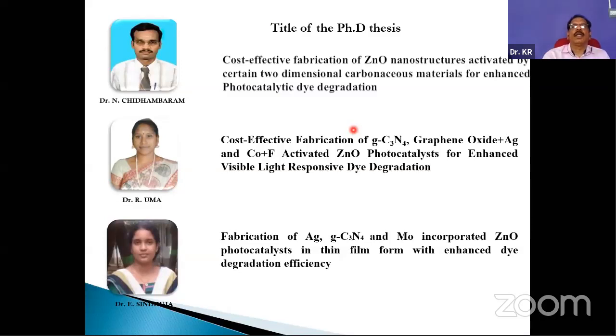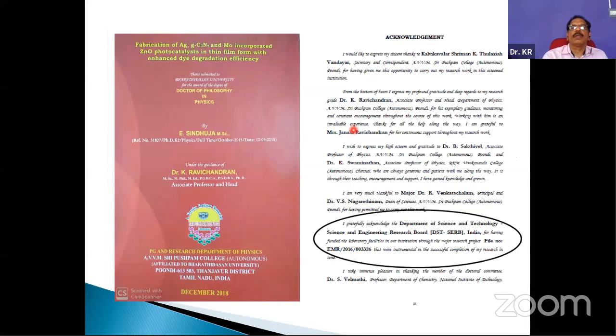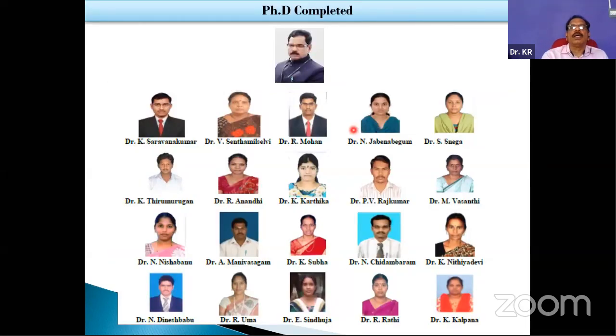These are our research scholars who completed their doctoral degrees under this project: cost-effective fabrication of zinc oxide nanostructures, cost-effective fabrication of graphitic carbon nitride composite thin films, and the Ag, graphitic carbon nitride and Mo doped zinc oxide films. All these researchers are my PhD scholars.